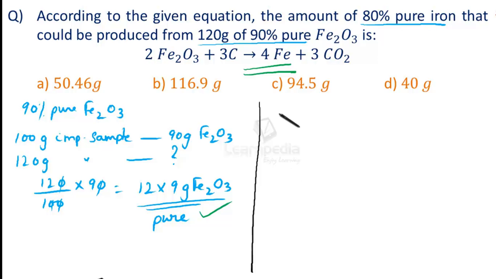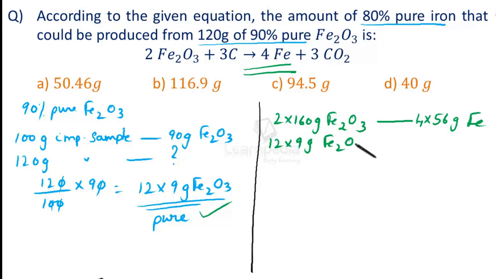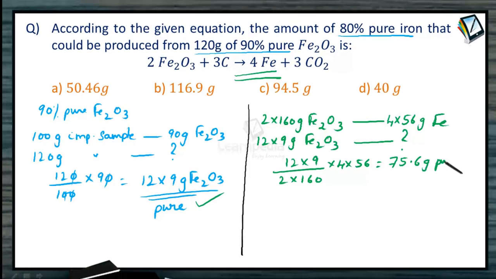So from the equation, when 2 into 160 grams of pure Fe2O3 is involved, the amount of pure iron formed is 4 into 56 grams. Remember, whatever we are using in the equation is always for 100% pure substances. Now in this numerical, we got 12 into 9 grams of pure Fe2O3. So when this much amount of substance is involved, how much quantity of pure iron is formed? On solving this, we will be getting the value as equal to 75.6 grams of pure iron.